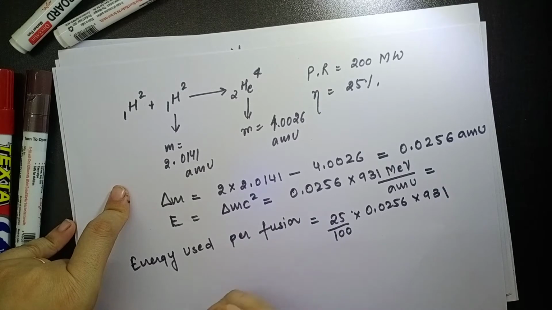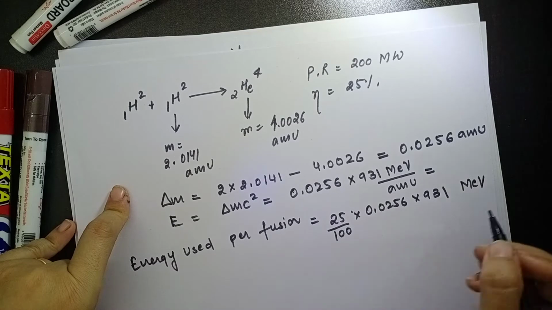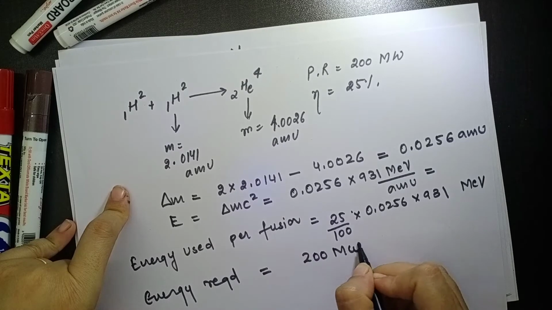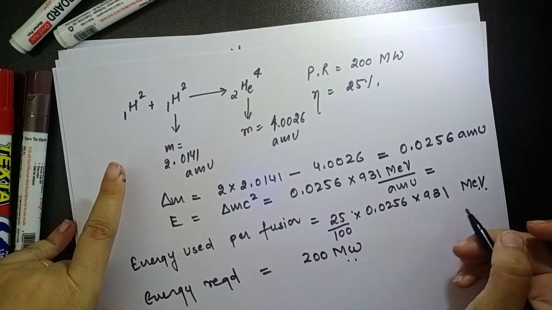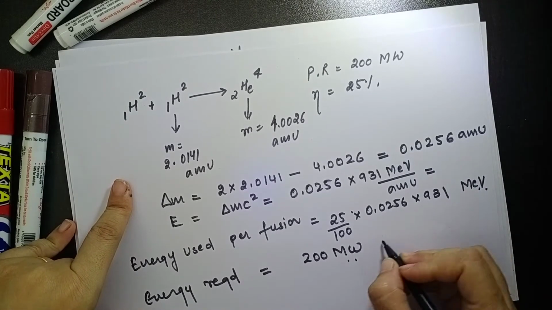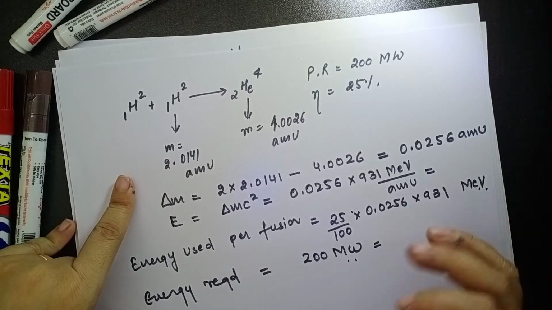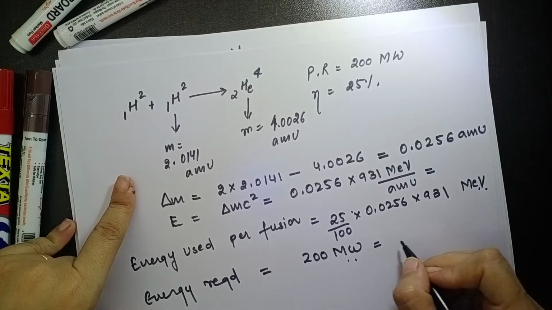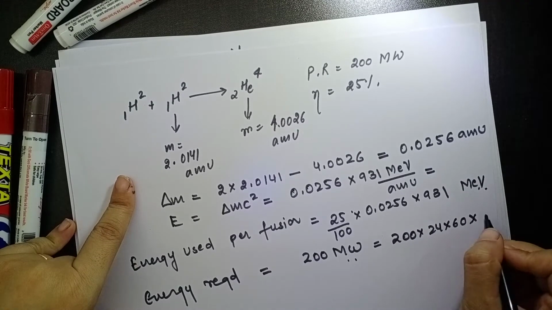Now, how much energy do I require per day? Remember, this is in mega electron volts. My energy required per day is 200 megawatts. There is a difference in units, so you need to convert either this into joules or that one into mega electron volts. I am converting the megawatt into joules per second. So this would just be 200 into 24 into 60 into 60.